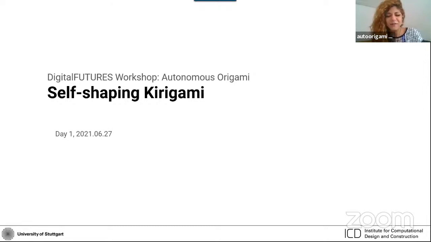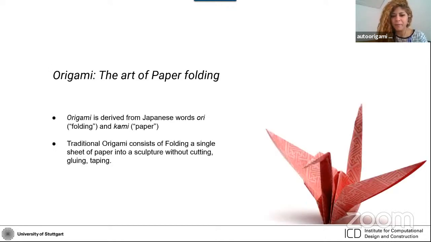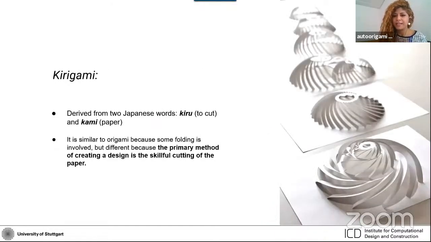All right, so let me talk to you a little bit about Kirigami and how we can make self-shaping Kirigami. Okay, so what is Kirigami? Well, Kirigami is a variation of origami, the ancient Japanese craft method that allows cutting the paper. Traditional origami only includes folding a single sheet of paper, while Kirigami allows cuts in the paper.